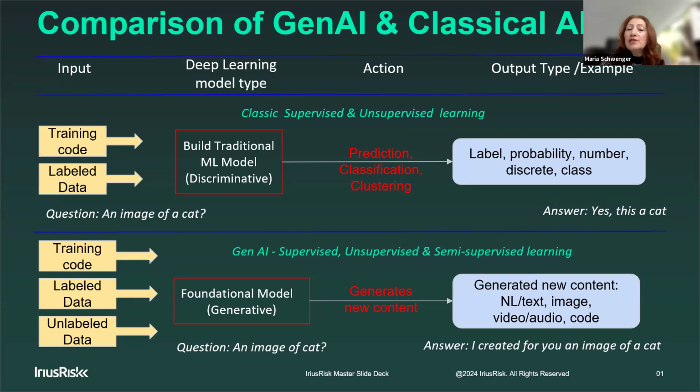And how does this work in the generative AI context? You have training code, you have labeled data, you have a lot of unlabeled data, and then the model is generative.